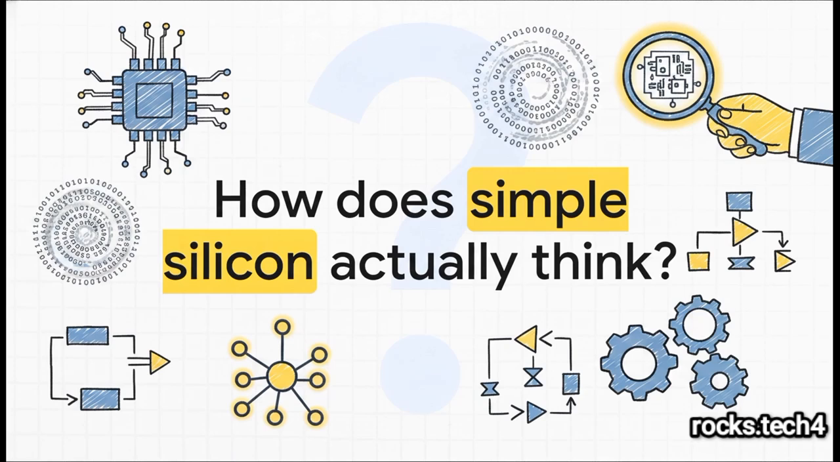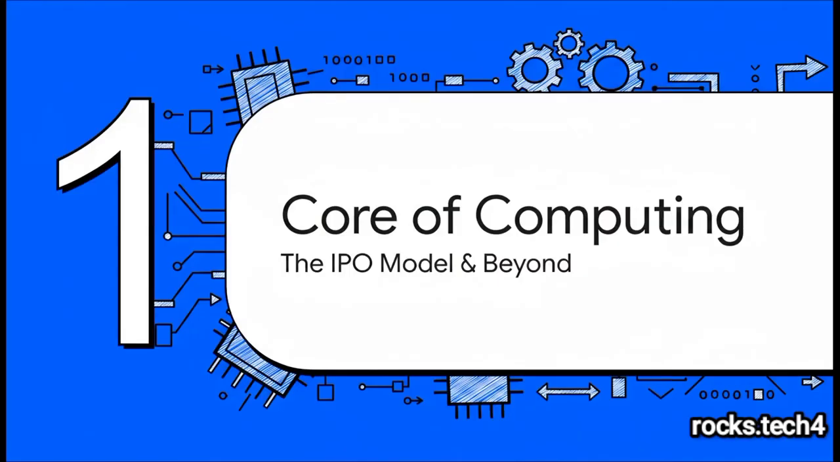How does a lifeless piece of metal, some plastic, and a bunch of refined sand somehow process our entire digital world? It feels like magic, right? Well, actually, it's just incredibly well-organized logic. All right, let's dive into this.